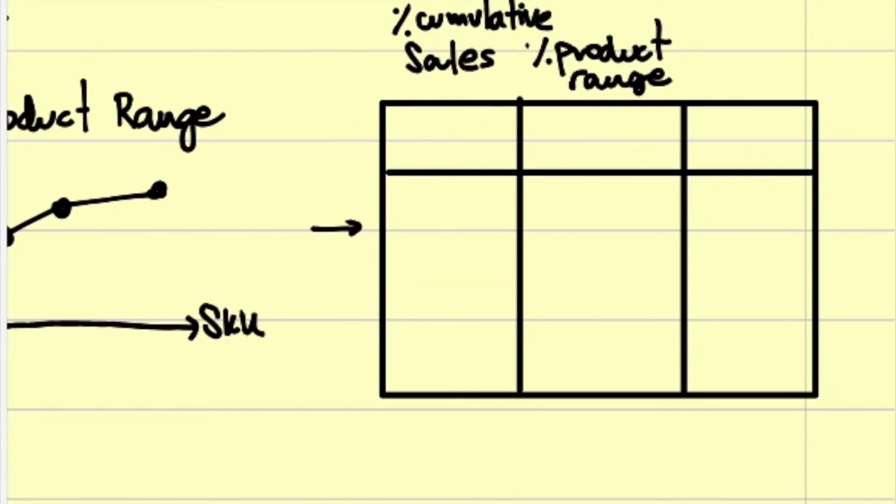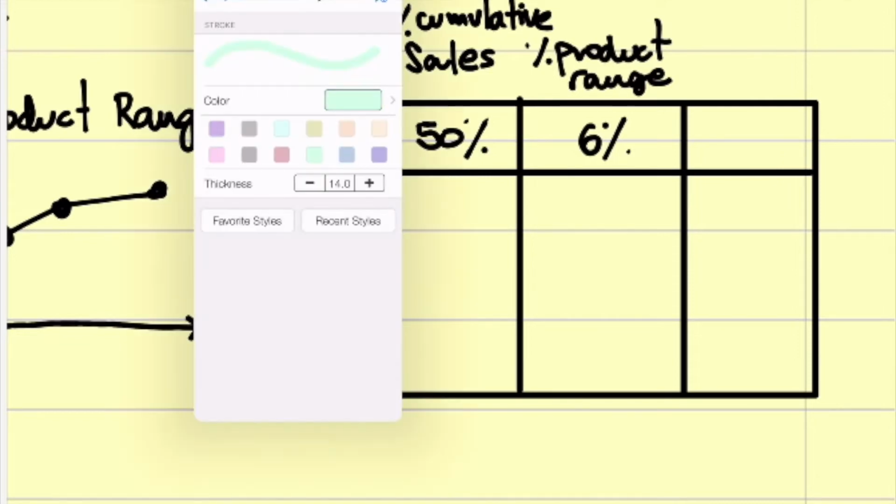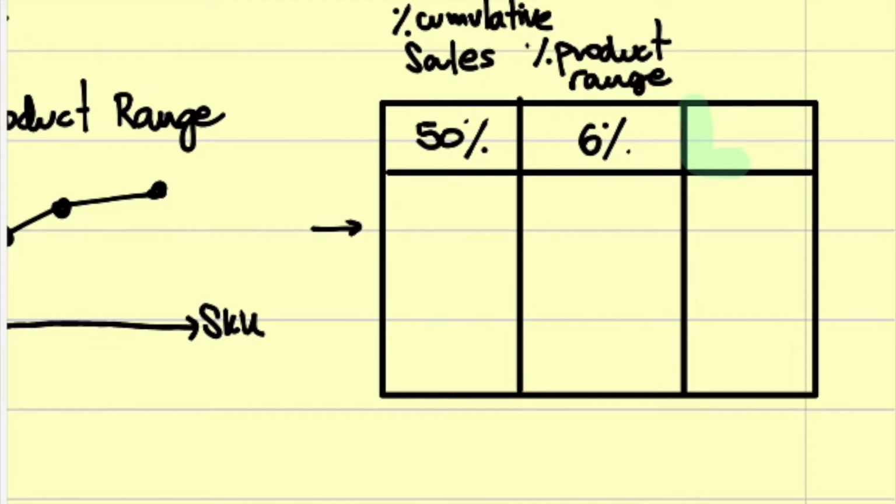If we have here the first 50% of our sales, it represents around 6% of our SKUs, okay? Of the total of the products that we have, only 6% of the products represent 50% of our sales. And this is going to be the green value stream. Of course, we are going to define different management strategies for each of the value streams, okay?